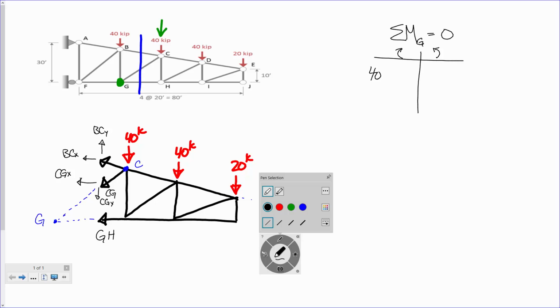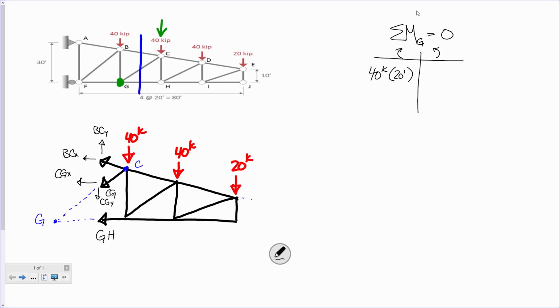So I've got 40 kips acting at what moment arm? 20 feet. So you can start to see how this is going to go. So let's keep going. So we've got the first 40 kips. The second 40 kips is going to do the same thing, right? And that's at what distance? 40 feet. And then the next one is what? 20 kips times what? All right.